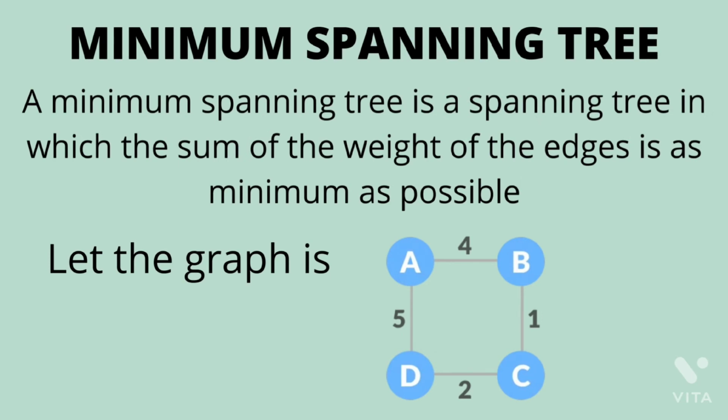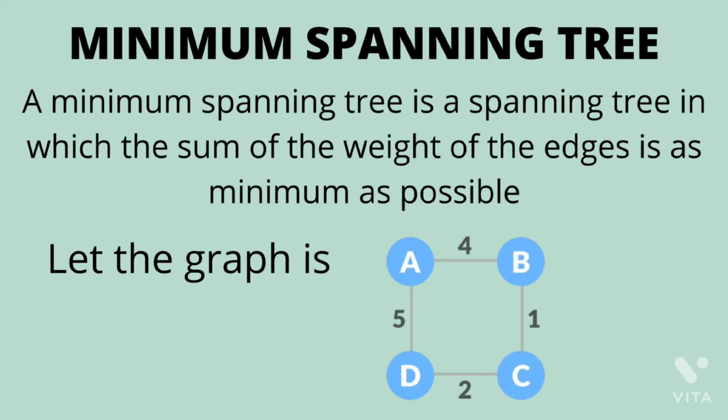Minimum spanning tree. A minimum spanning tree is a spanning tree in which the sum of the weight of the edges is as minimum as possible. For a minimum spanning tree, the graph should be weighted so that we can calculate the sum of the weight of edges.